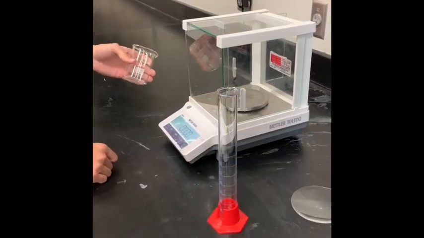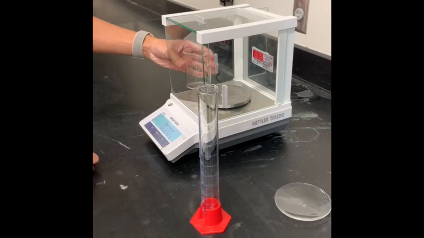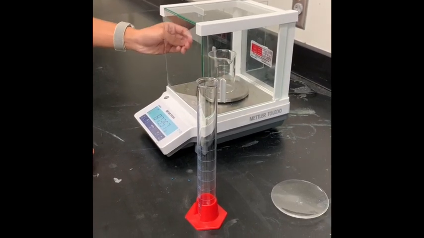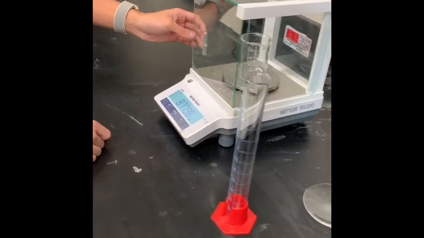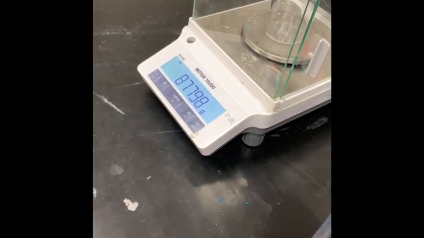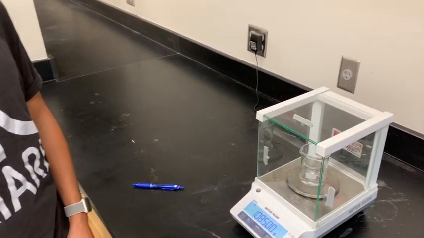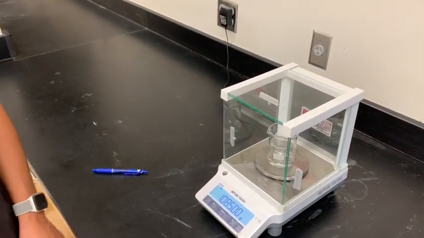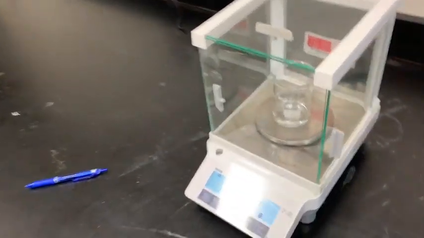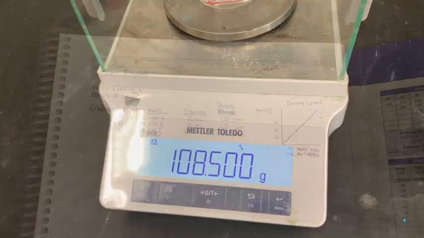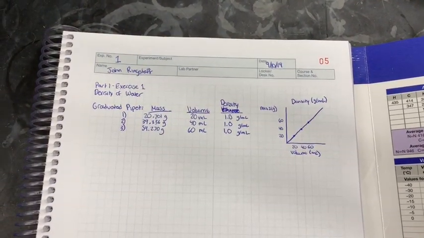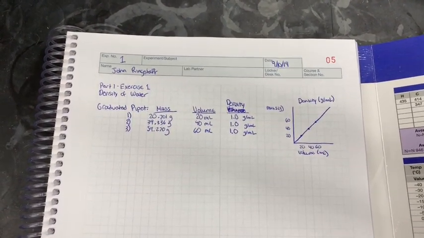Okay, Daniel is tearing the balance to 0 and putting the empty beaker on the balance. Now we're measuring the mass of 20 milliliters of water in the beaker that we've already determined the mass for. We recorded the mass at different volumes and found that it all had the same density.